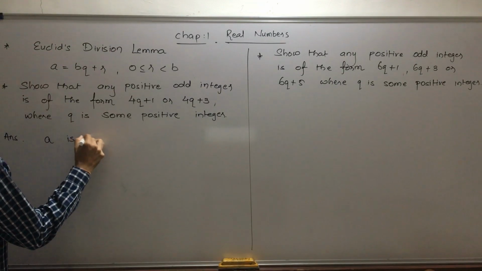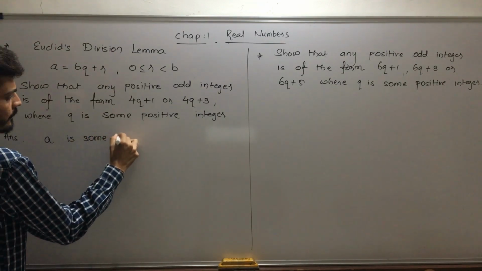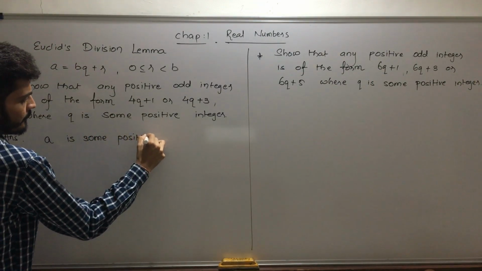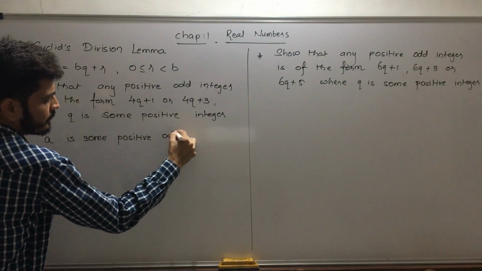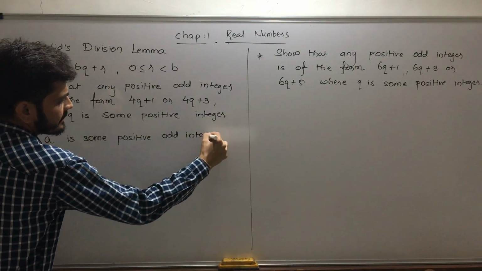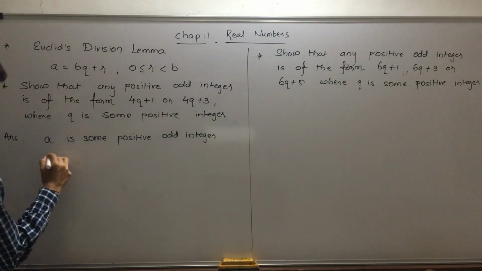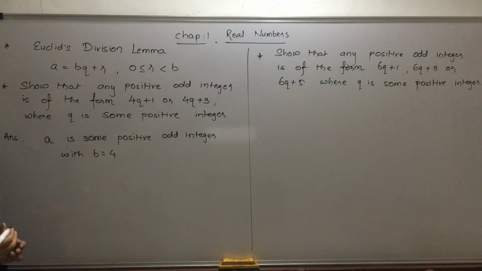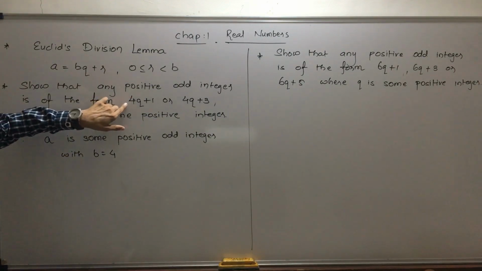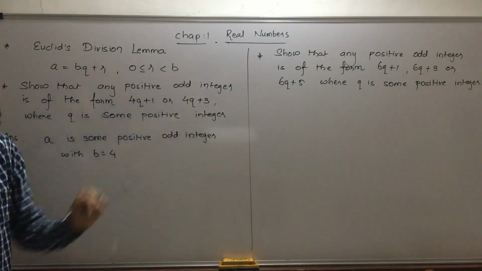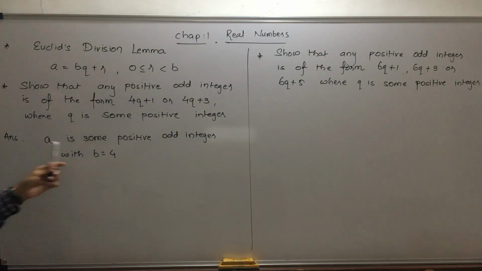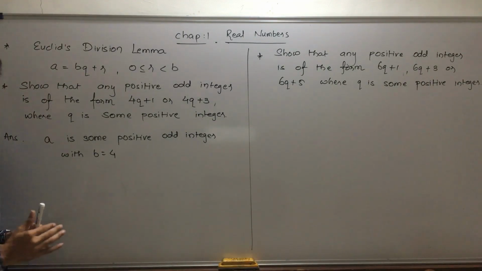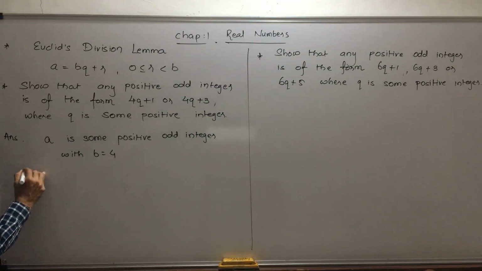A is some positive odd integer with B equals 4, because we want to prove it in the form of 4q plus 1 or 4q plus 3. So A is some positive odd integer with B equals 4, and applying Euclid's division lemma.